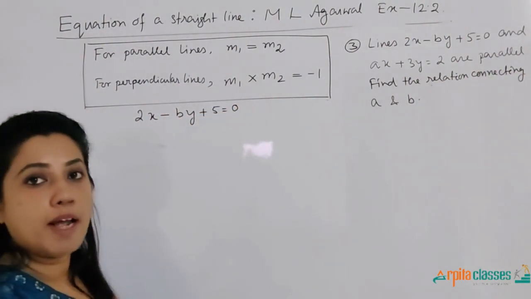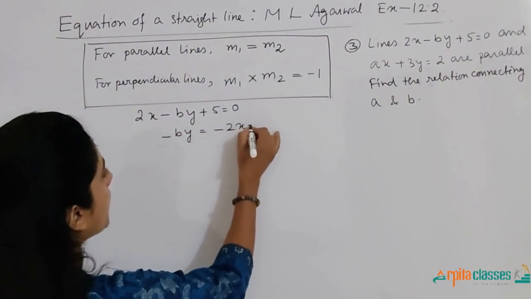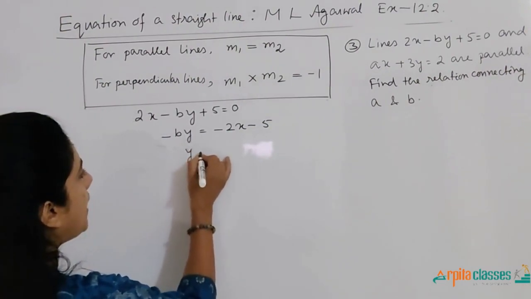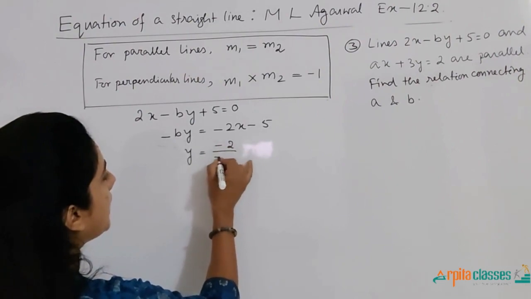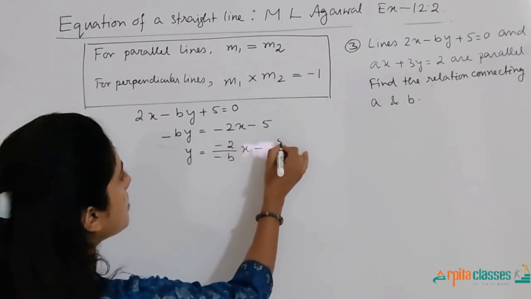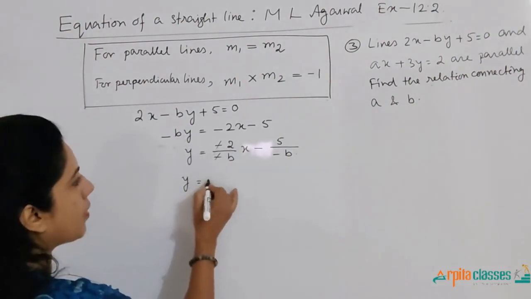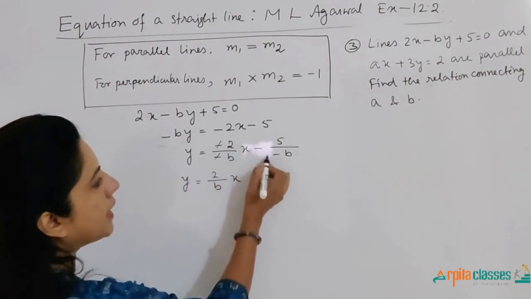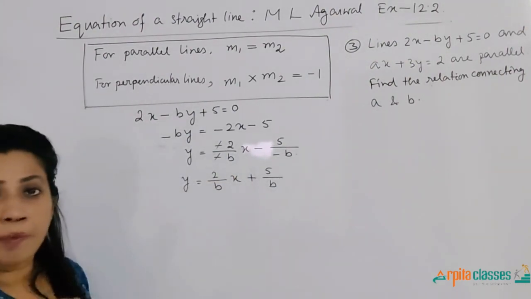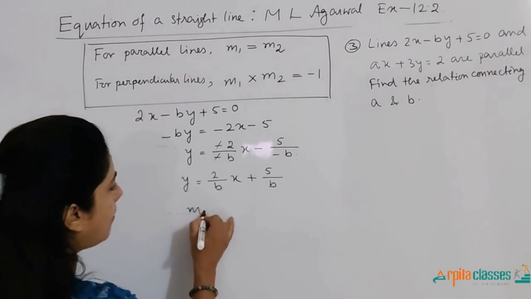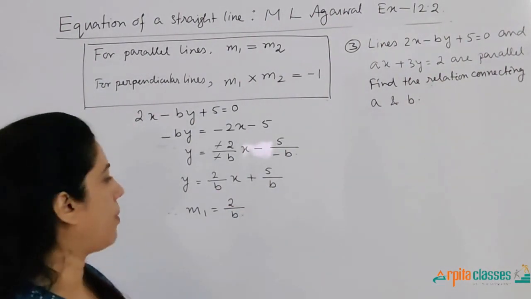Convert it in the form of y is equal to mx plus c. Minus by is equal to minus 2x minus 5. Therefore y is equal to minus 2 upon minus b x minus 5 upon minus b. Minus minus gets cancelled, y is equal to 2 upon b x, plus 5 upon b. So from here we are getting m1 is equal to 2 upon b. The slope of the first line is 2 upon b.